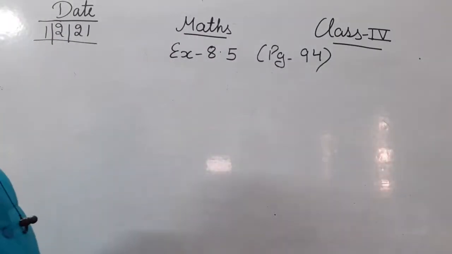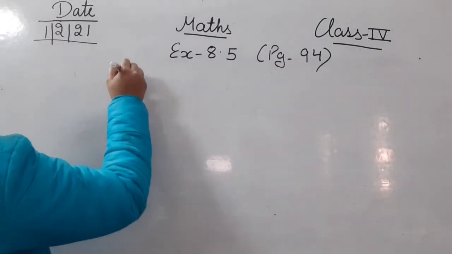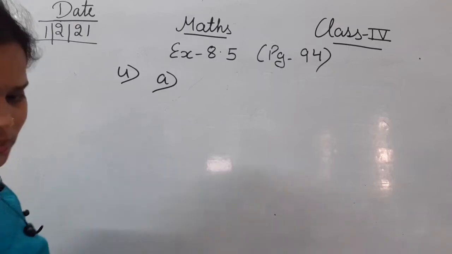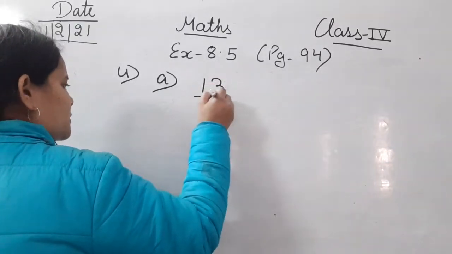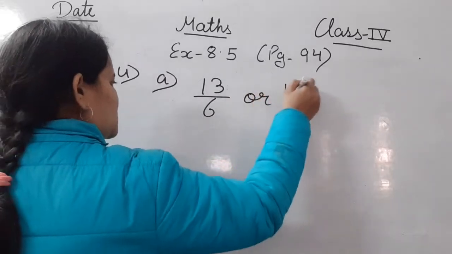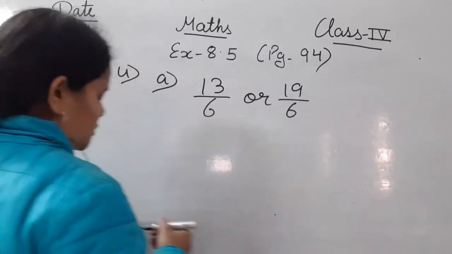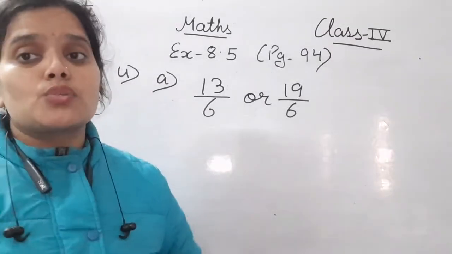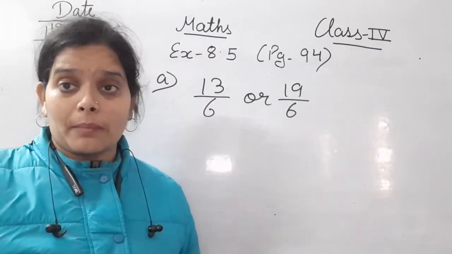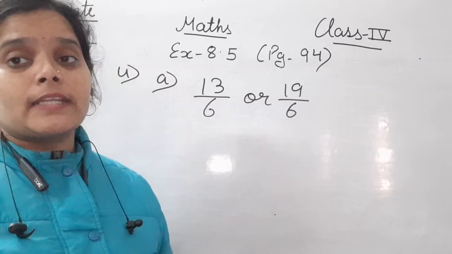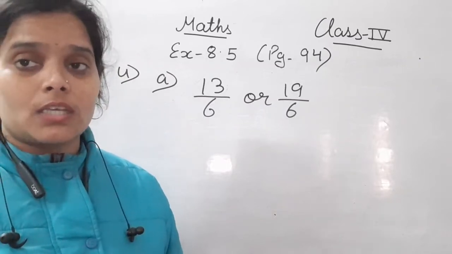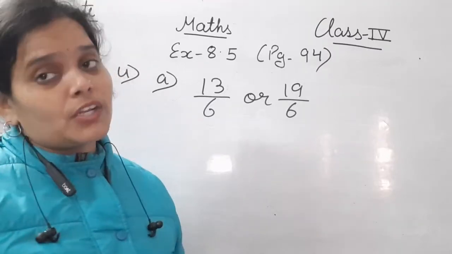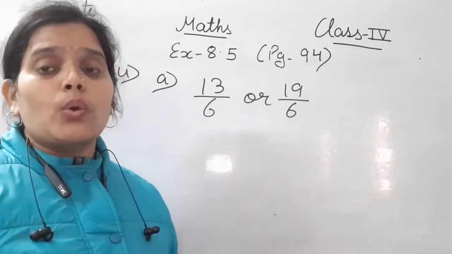The question number 4, the A part is, 13 upon 6 or 19 upon 6, which is greater. But one very important thing here is, whenever you compare two fractions or more fractions, always remember the first thing that you have to see is that the fractions you are comparing must have the same denominator. You can't compare unlike fractions, so they should be like fractions only, then you can compare them.